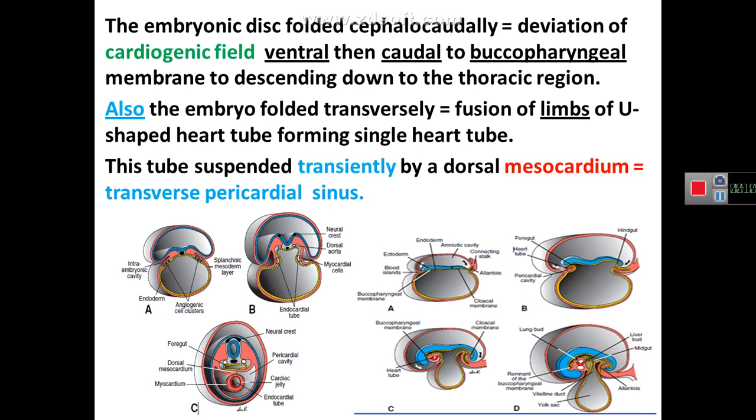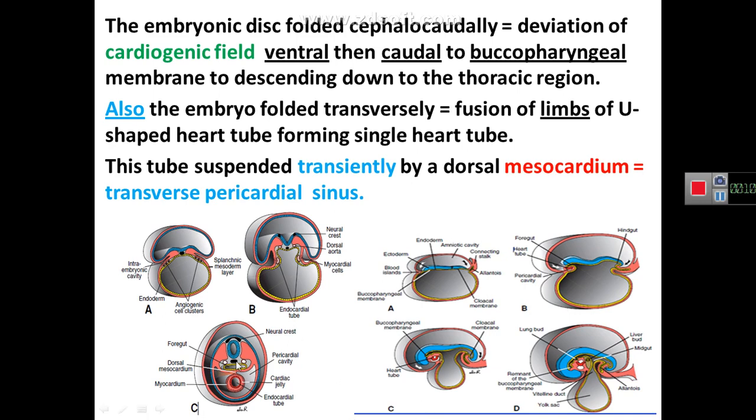So in summary, we can say that the lateral folding results in fusion of the limbs of the U-shaped heart tube to form a single heart tube, while the anteroposterior folding will deviate the cardiogenic field from a position anterior to the buccopharyngeal membrane to become ventral to this membrane and then caudal to the buccopharyngeal membrane. And of course, during that change in position, the heart will change its position in the embryo from the neck down into the thoracic region, because it is a descent from the head to the thorax.